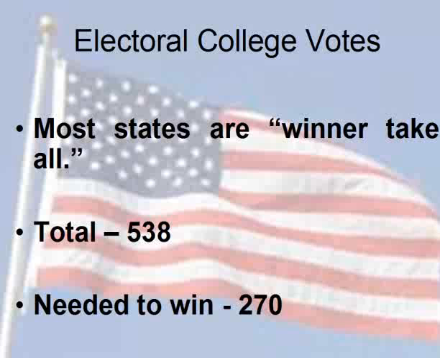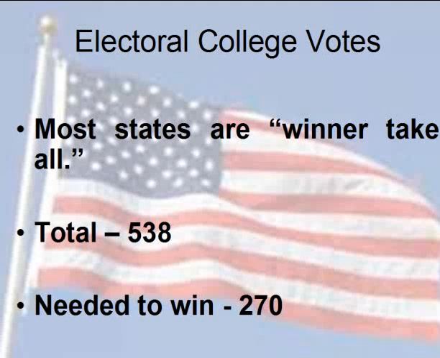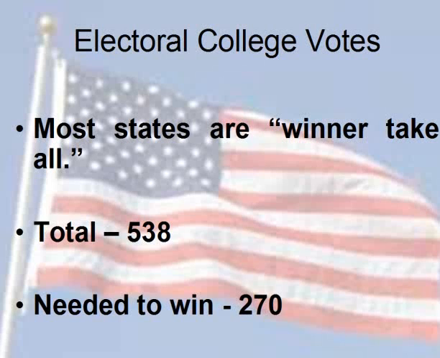Now, if there is no majority, then it goes to the House of Representatives, who elects the president based on state delegations, but that's really a little bit beyond the scope of what I wanted to discuss today. So that 270 is, of course, the magic number. And the 270 will be based on the number of states, or the number of big states, the number of electoral college votes that each candidate wins.